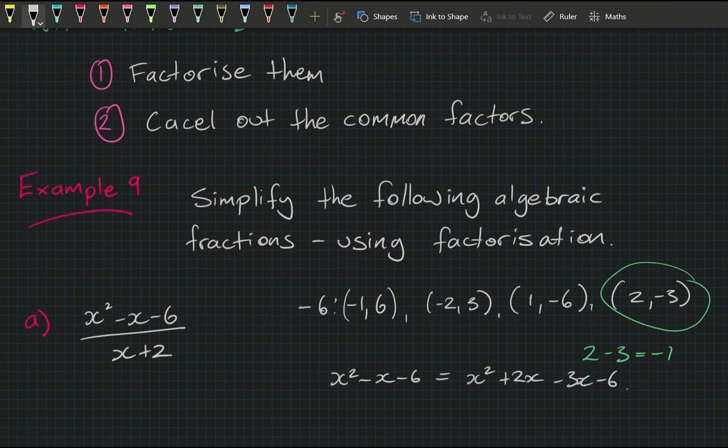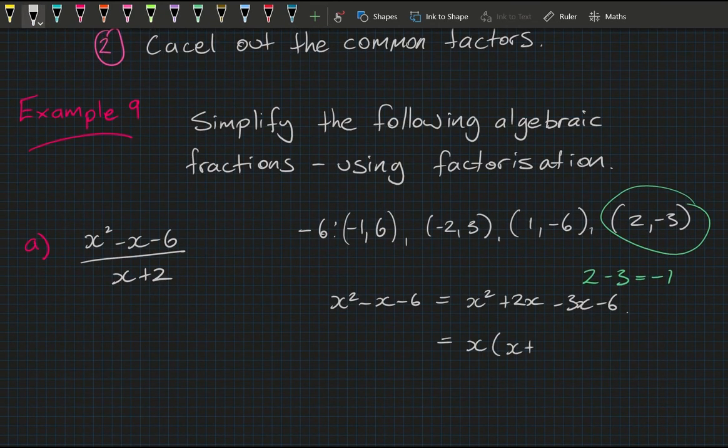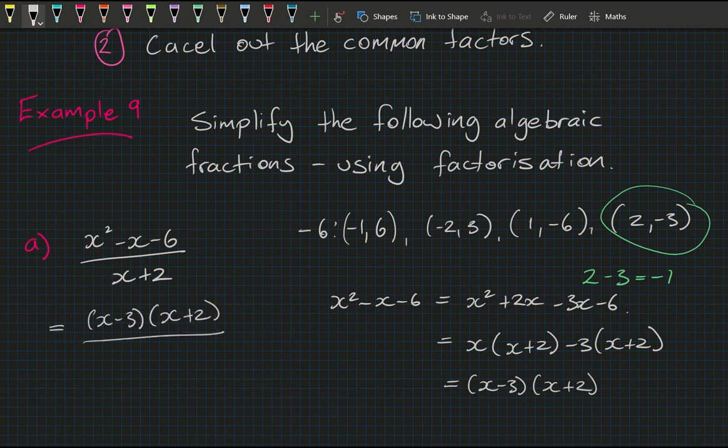So therefore x squared minus x minus 6 is equal to x squared plus 2x minus 3x minus 6. And taking out common factors of the two groups, we're now left with x minus 3 times x plus 2. So now I can substitute this in for the numerator. And x plus 2 is a common factor. So we're left with x minus 3. So yeah, that very complicated looking fraction actually reduces down to just x minus 3.